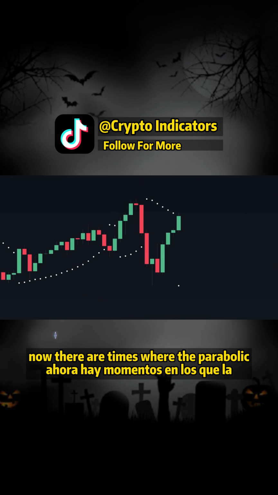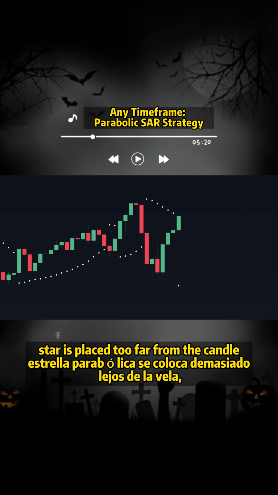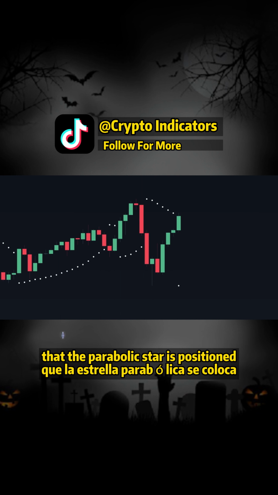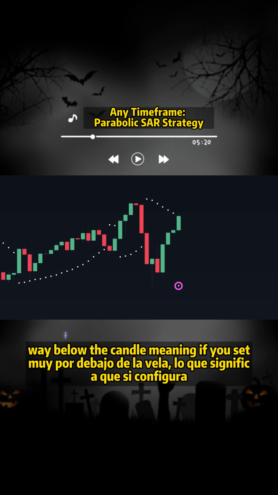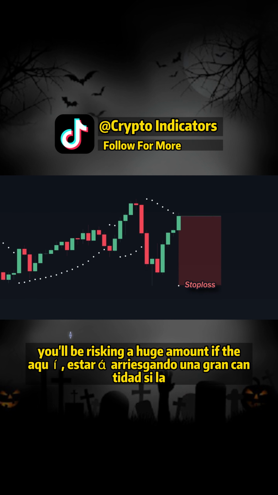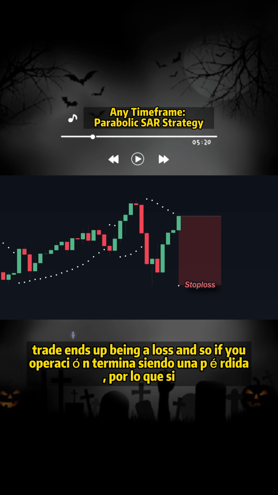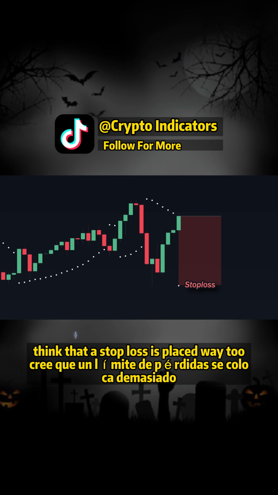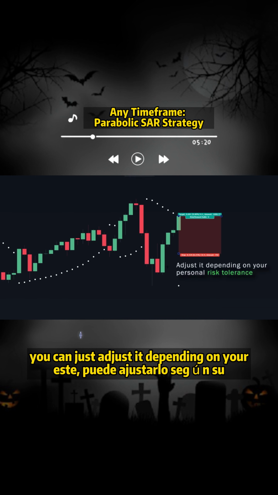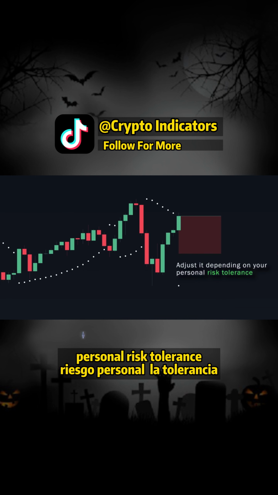Now, there are times where the Parabolic SAR is placed too far from the candle. Like in this example, here we can see that the Parabolic SAR is positioned way below the candle, meaning if you set your stop loss all the way down here, you'll be risking a huge amount if the trade ends up being a loss. And so if you think that a stop loss is placed way too far like this, you can just adjust it depending on your personal risk tolerance.